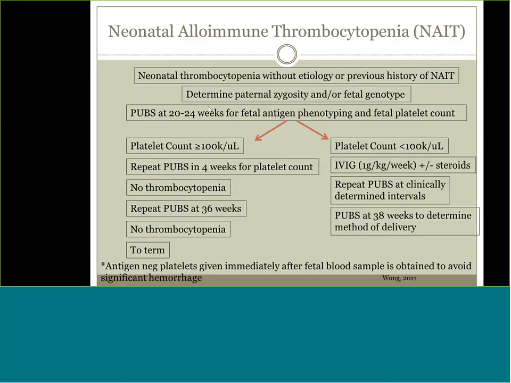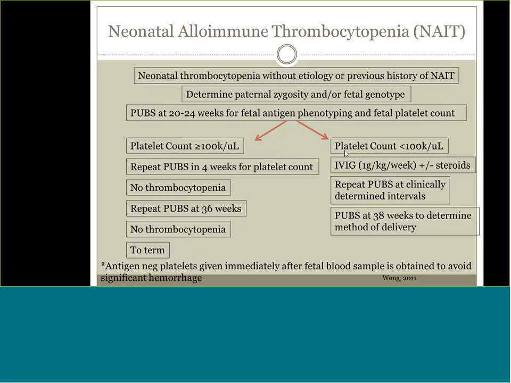Again, first you want to determine paternal zygosity and/or the fetal genotype. You have this previously affected sibling or this potentially affected fetus, so determine the maternal and paternal genotype, and then perform a PUBS at 20 to 24 weeks for fetal antigen phenotyping and fetal platelet count. If the platelet count's greater than 100 at that time, repeat the PUBS in 4 weeks to reassess the platelet count. If there's no thrombocytopenia, repeat it at 36 weeks, and if there's still no thrombocytopenia, take it to term.